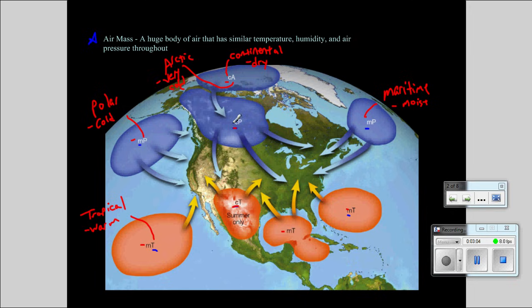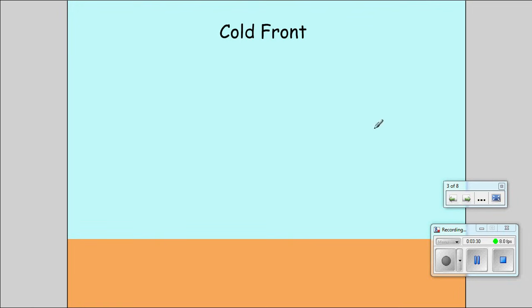Continental polar, above Canada, that one is cold and dry. And continental Arctic, all right? Very cold and dry. So all of these air masses, these are the ones affecting North America. These air masses are moving, okay? They are not locked over one particular area. They do move around in particular patterns, and when they bump into each other, that's what causes changes in weather. That's what gives us fronts, okay?